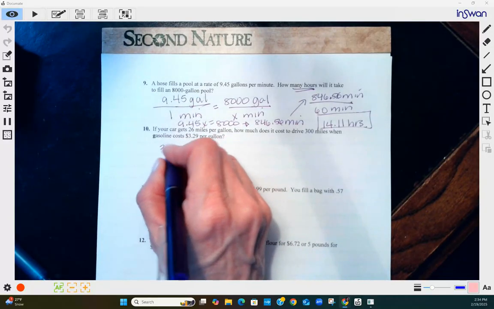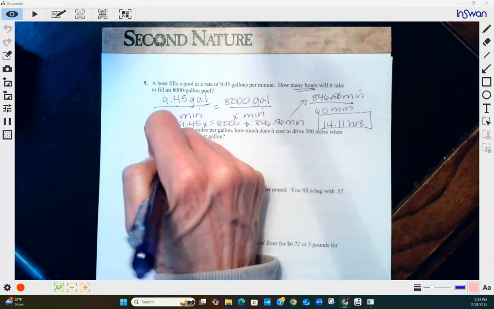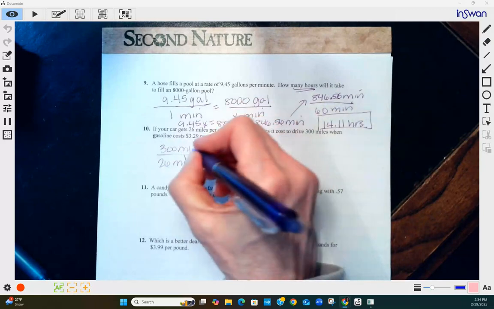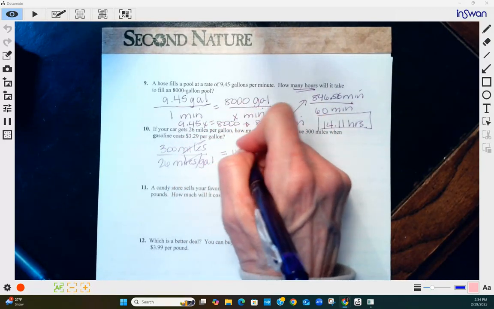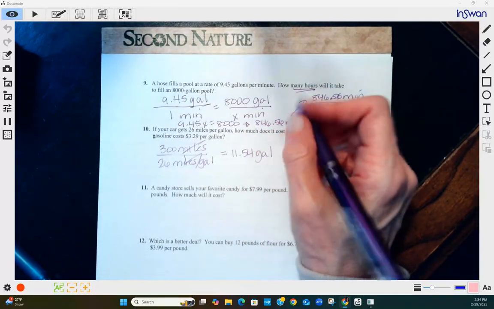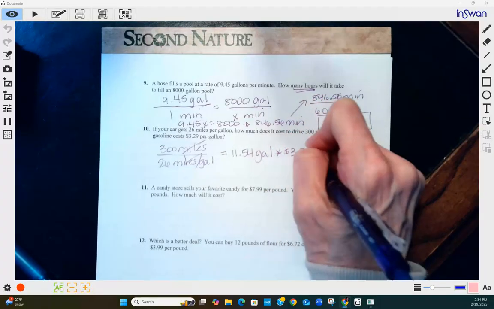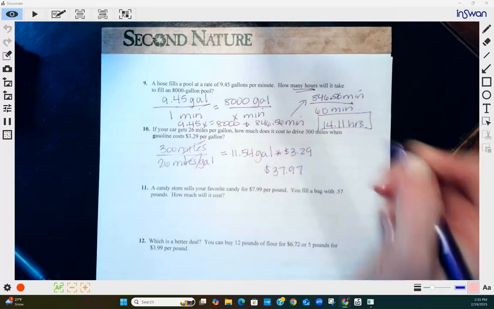So if I have 300 miles divided by 26 miles per gallon, the miles cancel, and it's still just 300 divided by 26. That gives me 11.45 gallons, and that's the number of gallons that I need. It's $3.29 per gallon, so that's a total of $37.97.